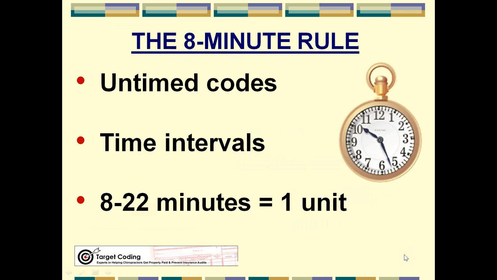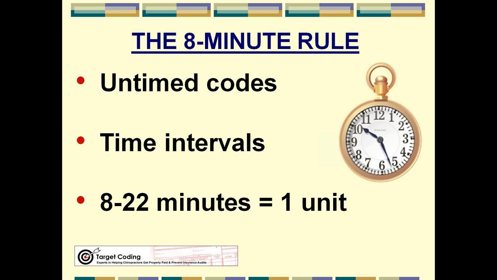So let's go to the next slide. There's a little confusion on which codes are considered time-based codes and which are not. Let's talk a little bit about untimed codes. Some of the more common untimed codes are mechanical traction, hot packs, cold packs, and unattended electrical muscle stim. These are examples of the most commonly used untimed codes in a chiropractic practice.